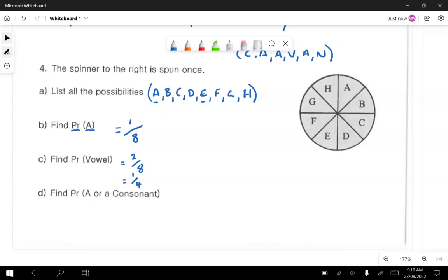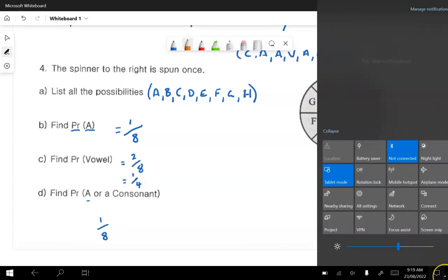Now, what is the probability of an A or a consonant? I think the clearest way to have a look at this is if we add fractions. So let's have a look at A first. Remember that represented one of the 8 possible outcomes. And a consonant is everything else except for the E.